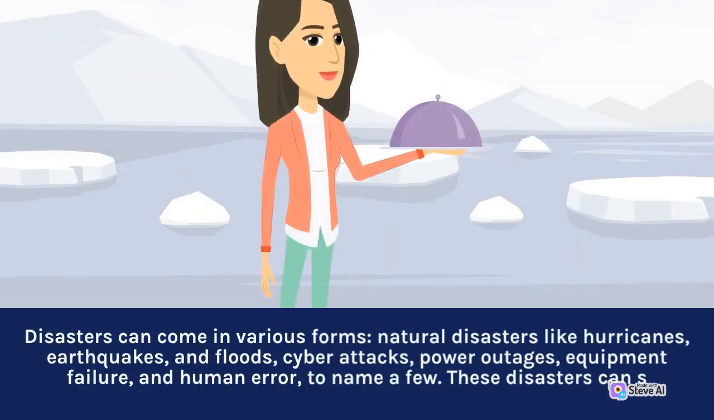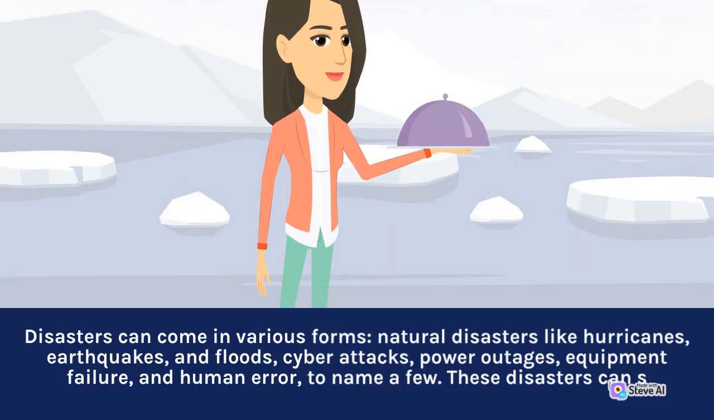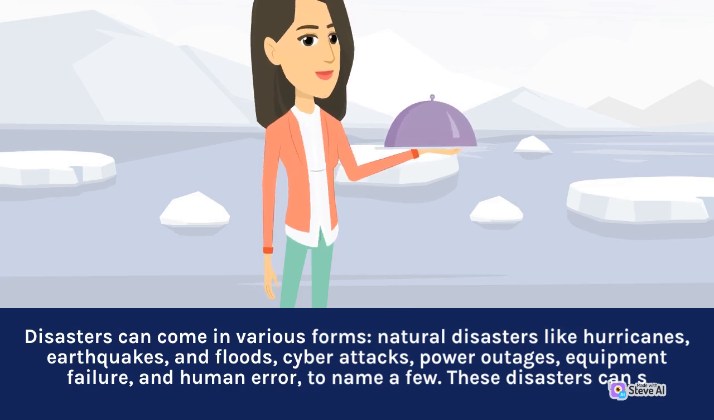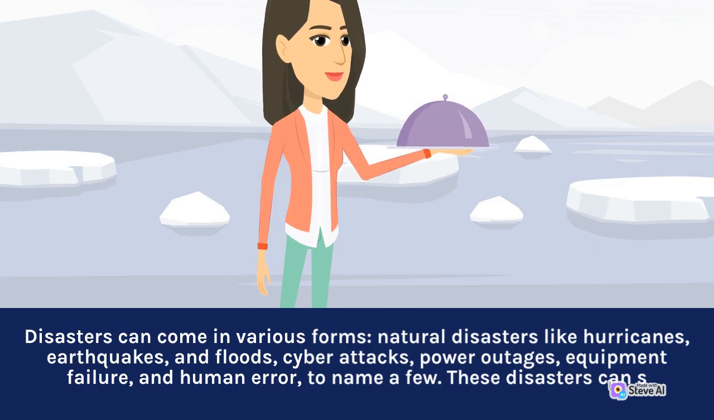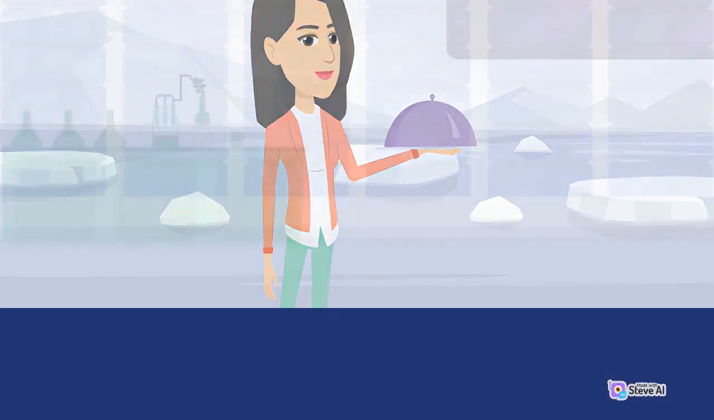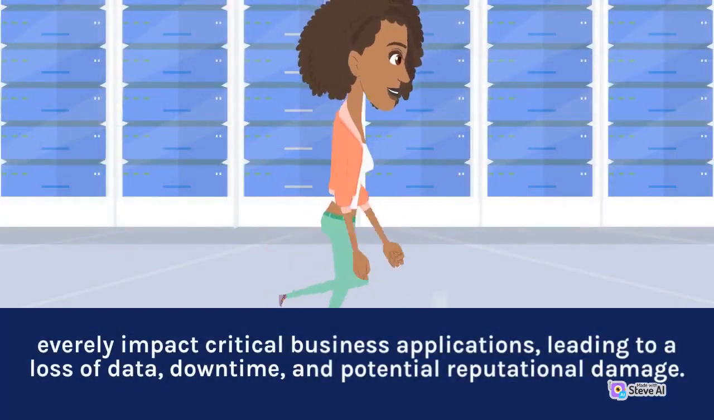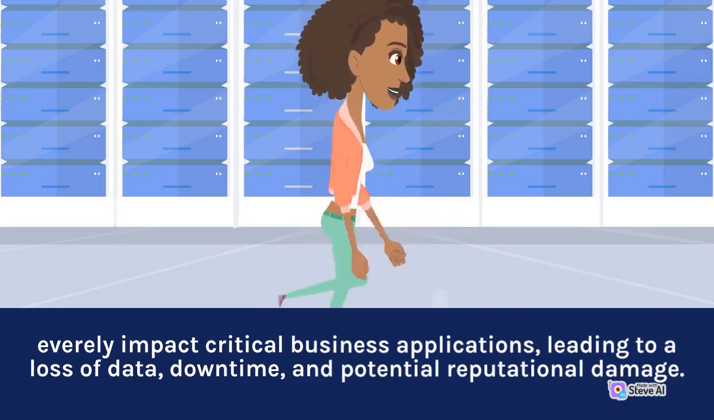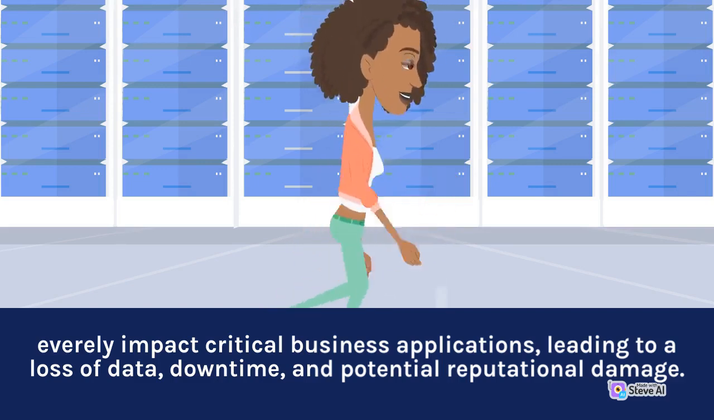Disasters can come in various forms: natural disasters like hurricanes, earthquakes, and floods, cyber attacks, power outages, equipment failure, and human error, to name a few. These disasters can severely impact critical business applications, leading to a loss of data, downtime, and potential reputational damage.